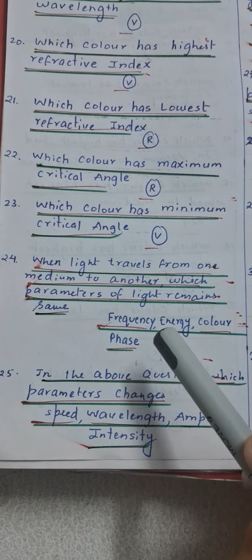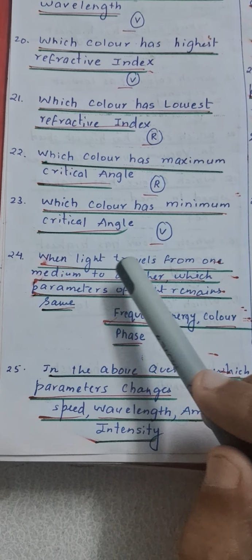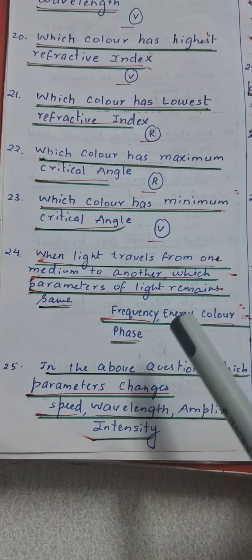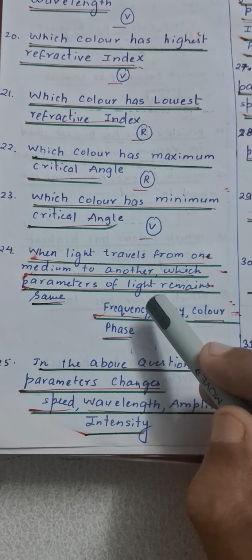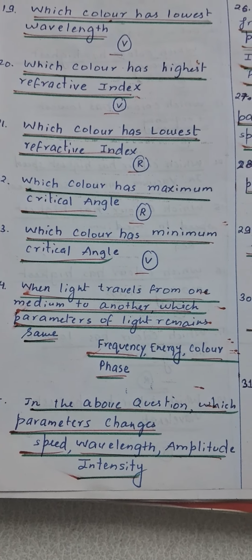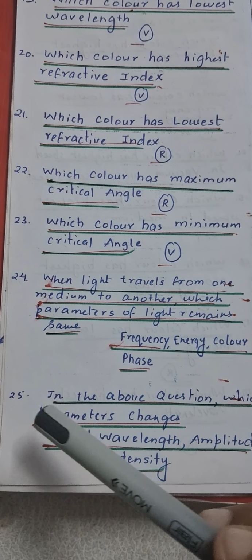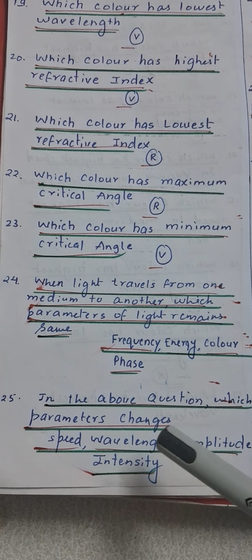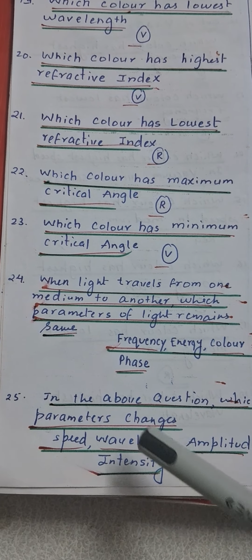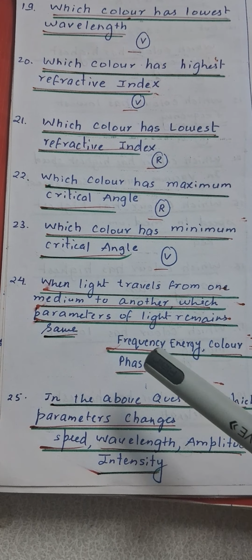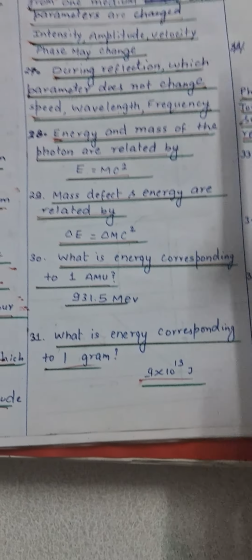It is violet. Then we have, when light travels from one medium to another, which parameters of light remain the same? The parameters that remain the same are frequency, energy, color, and the phase of light. Then, in the above question, which parameters change? The speed, wavelength, amplitude, and intensity of light change when it gets refracted from one medium to another.